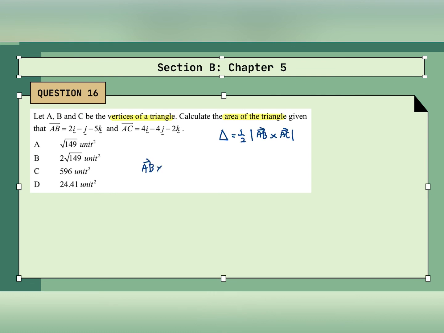So AB crosskan dengan AC kita dapat berapa ya? 2, negatif 1, negatif 5, 4, negatif 4, negatif 2. So gunakan metod yang sama dengan tadi. 2 tambah 2 tolak 20. 2 tolak 20 untuk I minus J, negatif 4 tambah 20, and K tutup. So kita ada negatif 8 tambah 4.